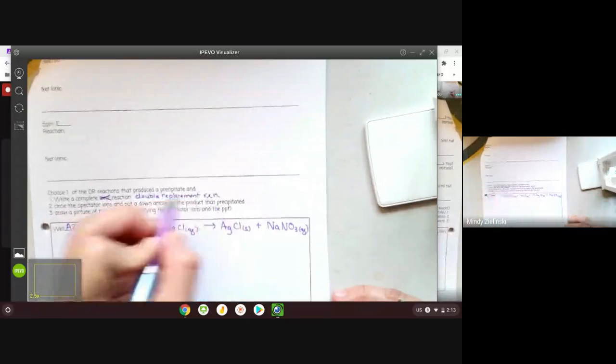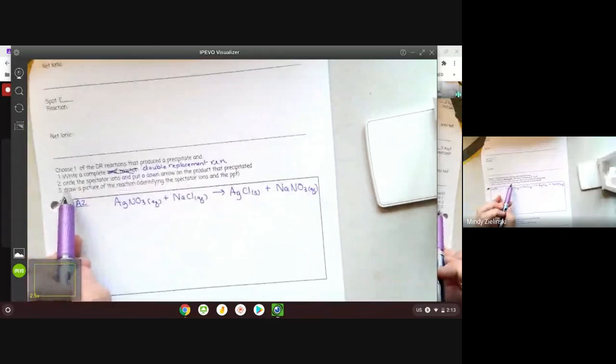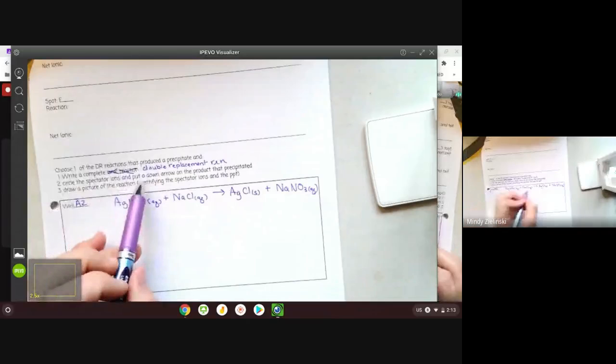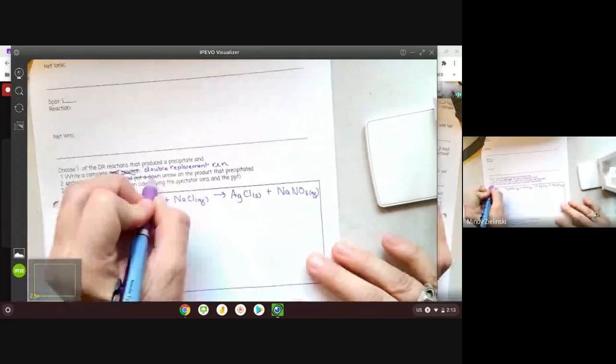Then here's where I don't know if I want us to do this, where it says circle the spectator ions and put a down arrow. Let's just do what we're used to doing. So let's actually mark that part out.